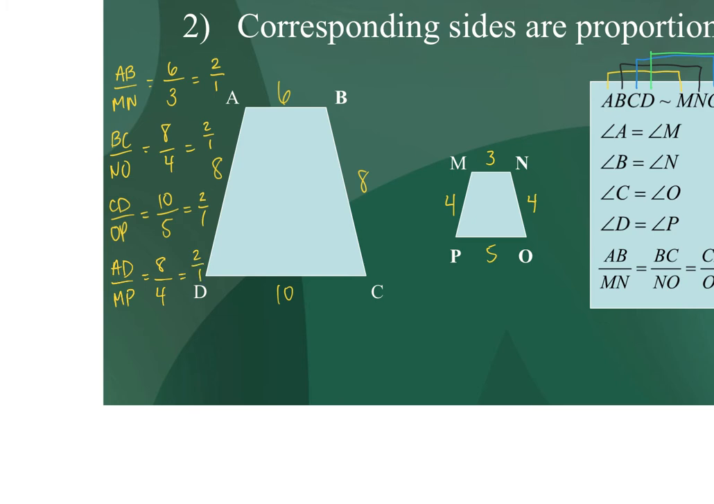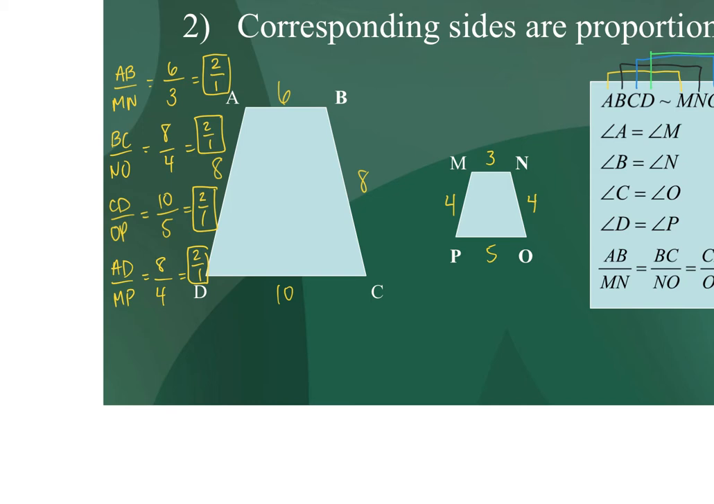See how our scale factor was the same throughout? It's 2 over 1 for each one, okay? That is how you know that two figures are similar. If each of their sides are proportionate, so they each have the same proportion.